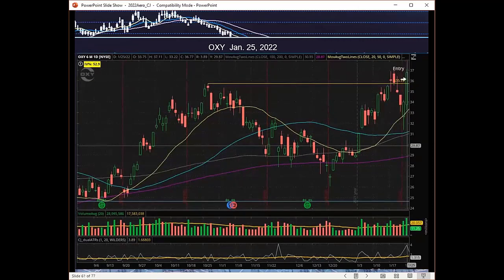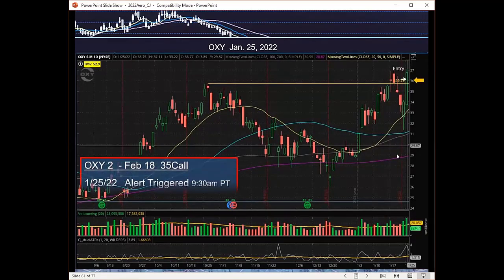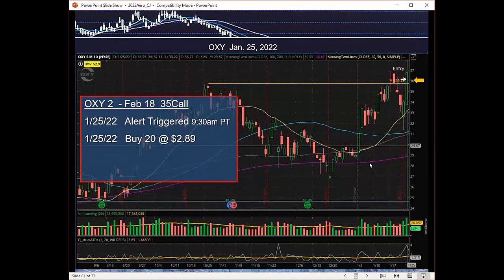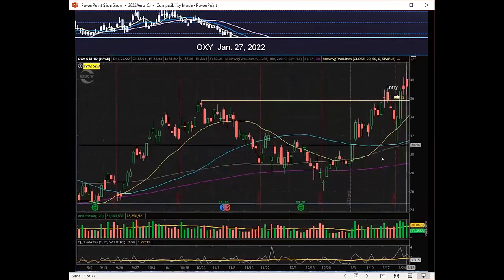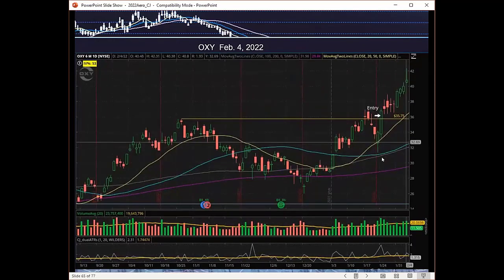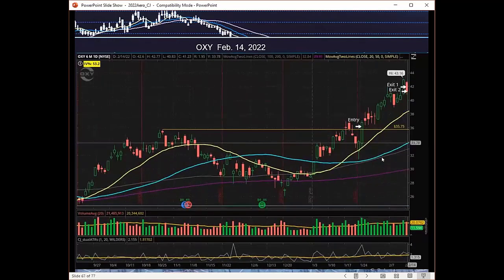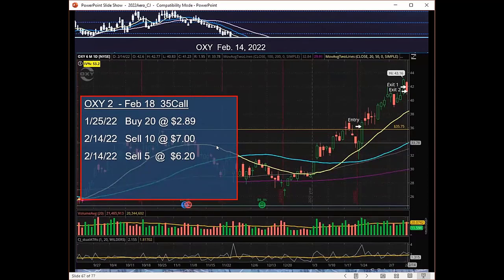The very next day it exploded and it passed above my trigger, which I had reset at the same spot. So the trigger went off midday on the 25th, and I bought the calls. The next day, it continued higher for 2, almost 3 weeks. And then it pulled back enough to hit my trigger to exit.